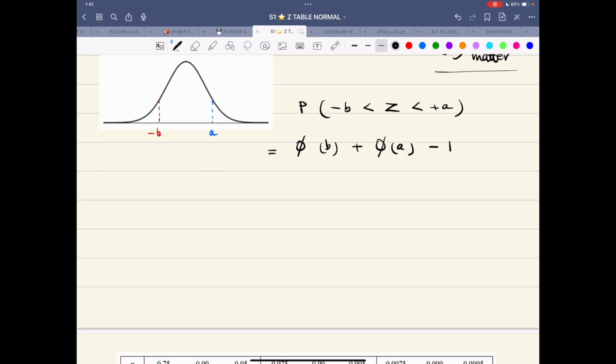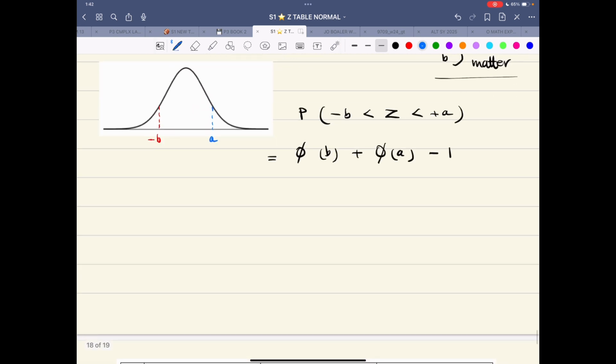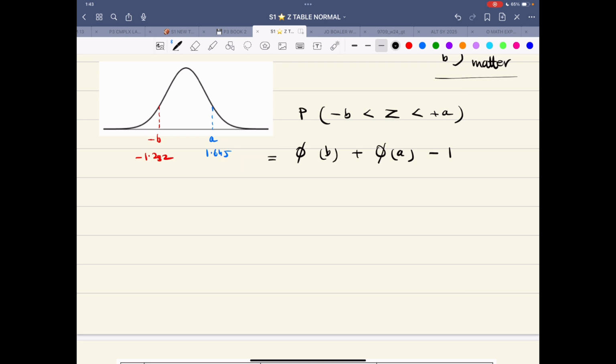For example, if A is how much? We are using A as 1.645. So the blue color value is 1.645. The red color value is negative 1.282. Doesn't make a difference which is bigger, which is smaller. All that makes a difference is yes, this is positive, this is negative. That's all that matters. So if I write probability Z lies between negative 1.282 and positive 1.645, it is phi of 1.282 plus phi of 1.645 minus 1.